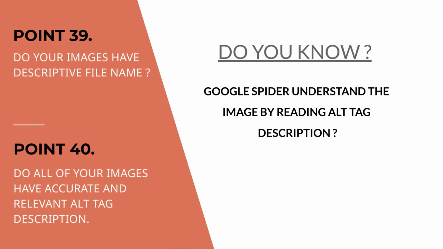Point 39. Do your images have descriptive file names? You should save your images on the basis of the content of the images. If your image is about 5 ways to make coffee, then your image name should be like 5 ways to make coffee.png. Point 40. Do all of your images have descriptive and accurate alt tag descriptions? Google Spider uses alt tags to understand what an image is about. So always use descriptive alt tags for all the images.